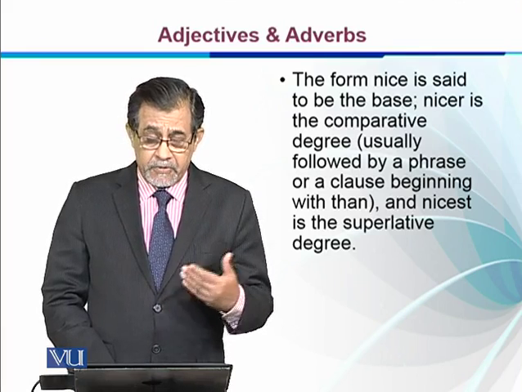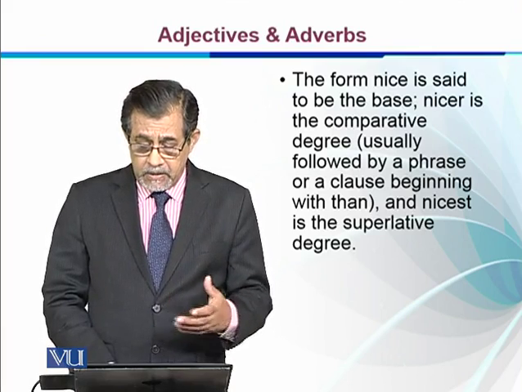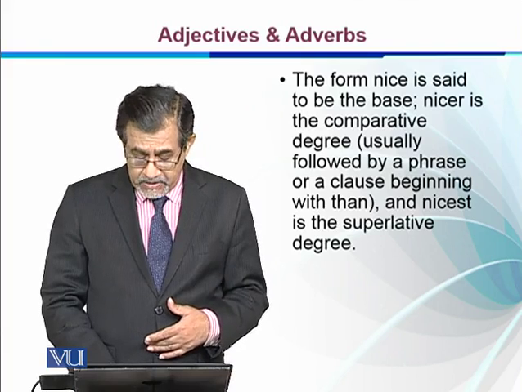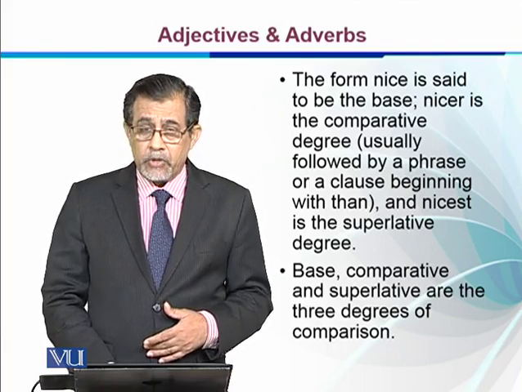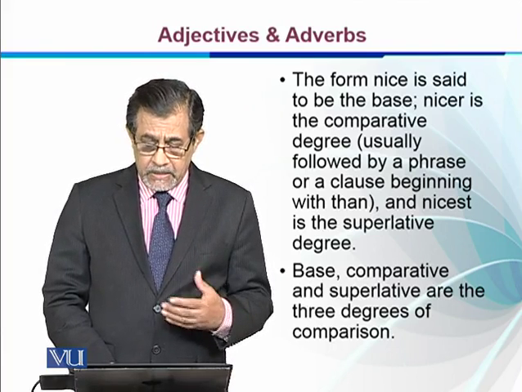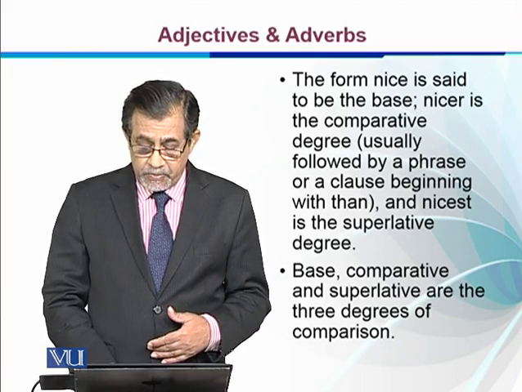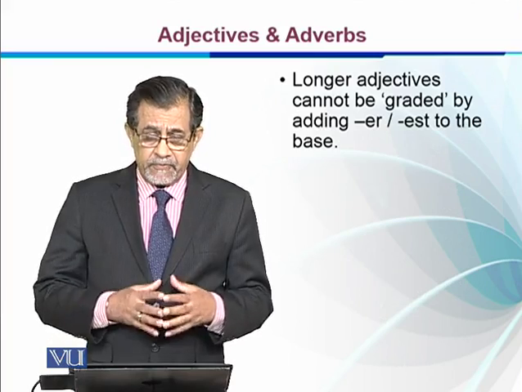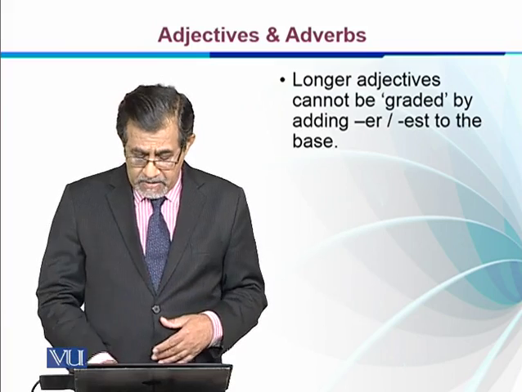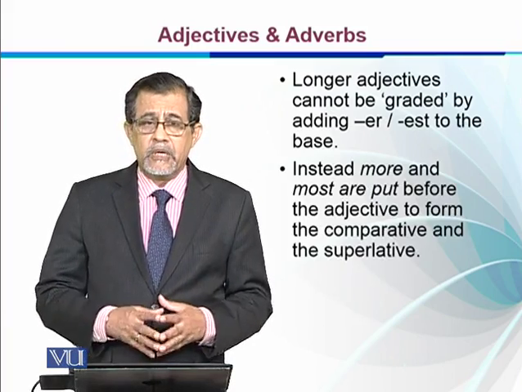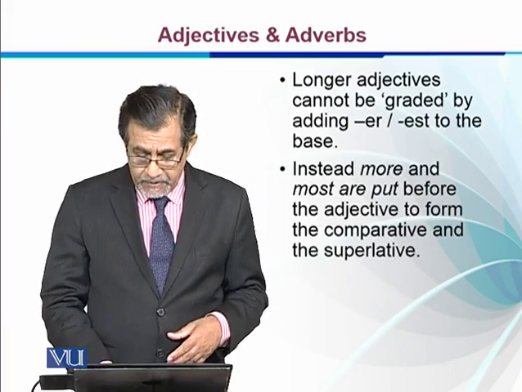After a comparative degree, we generally have than, which may be followed by a noun or by a sentence. All these degrees show comparison, especially the comparative and superlative. Longer adjectives do not take er or est; rather they take more and most. So we use more beautiful and most beautiful.